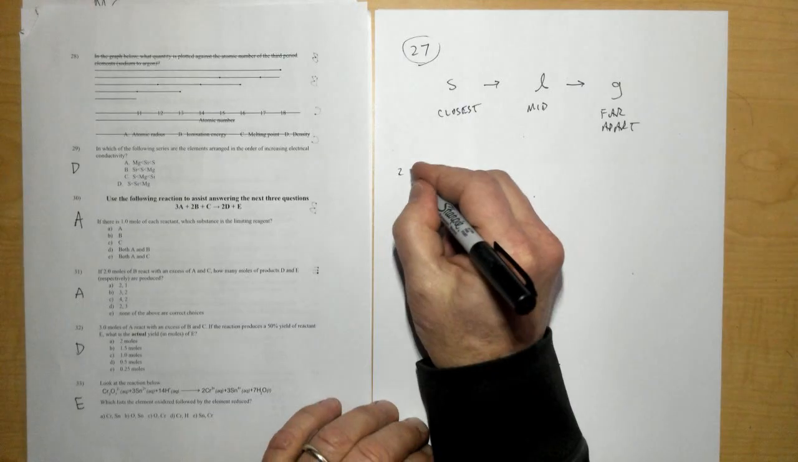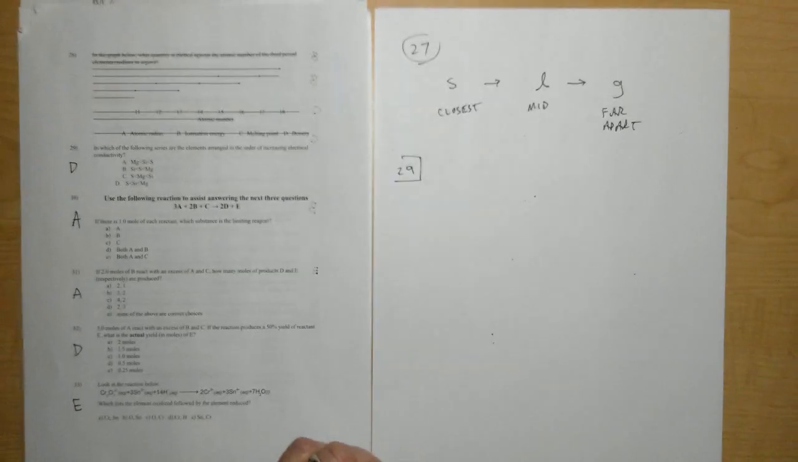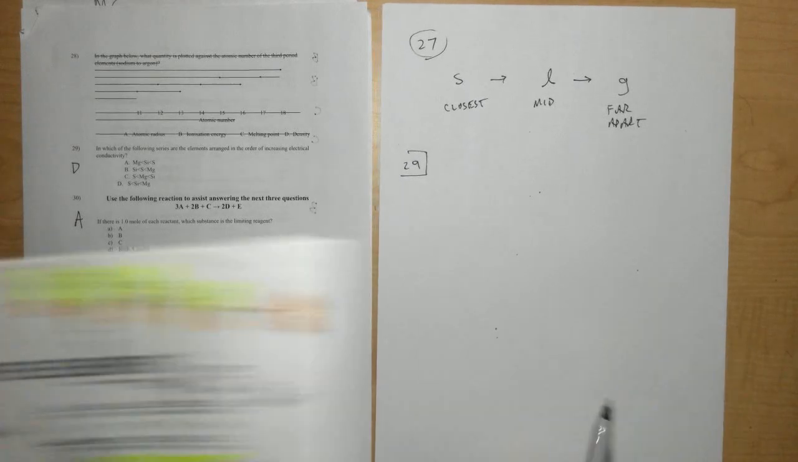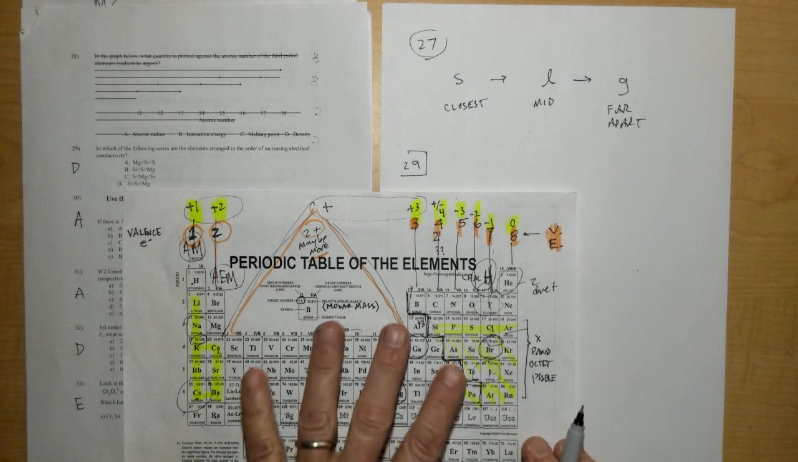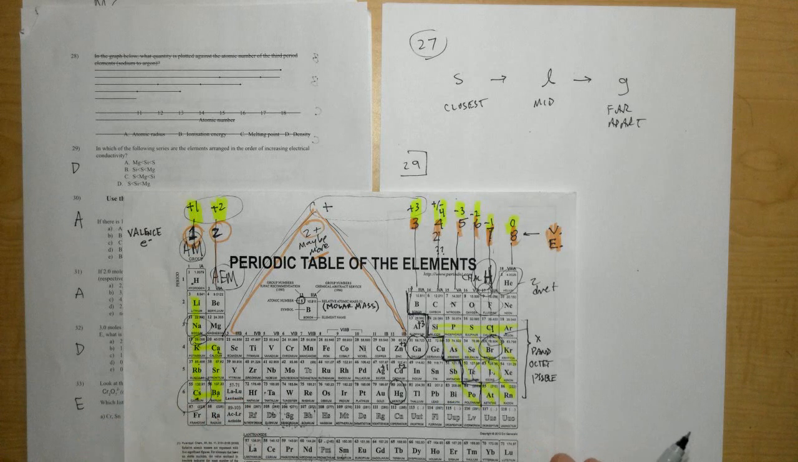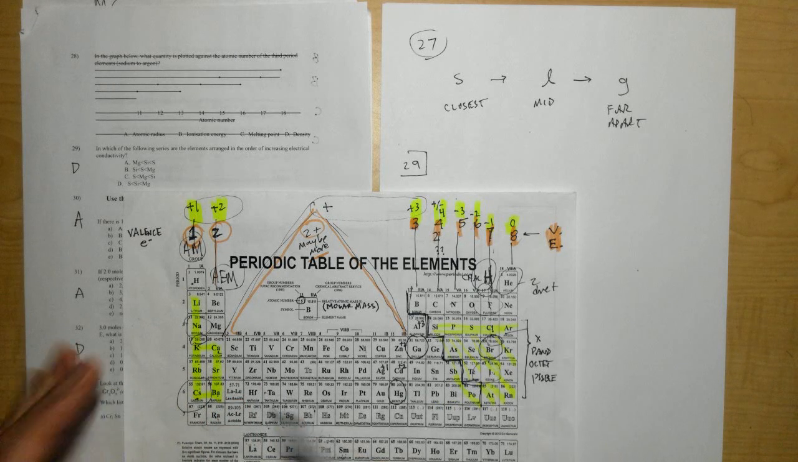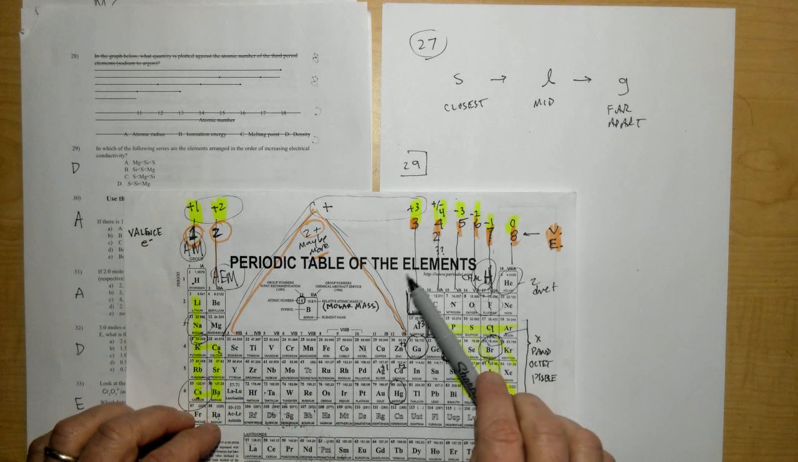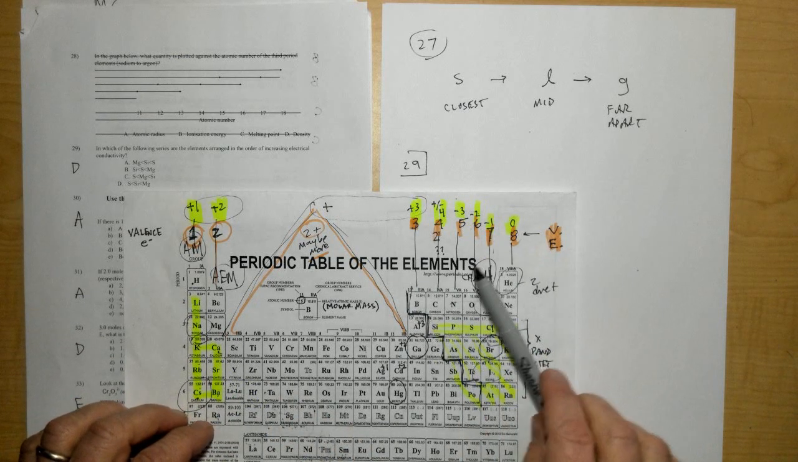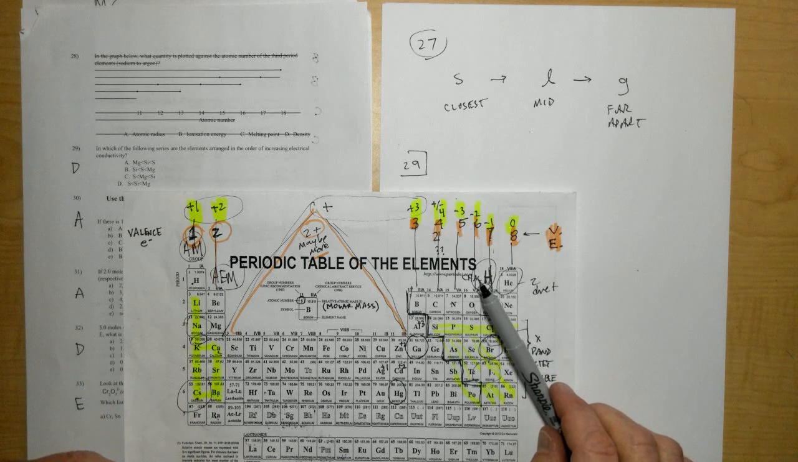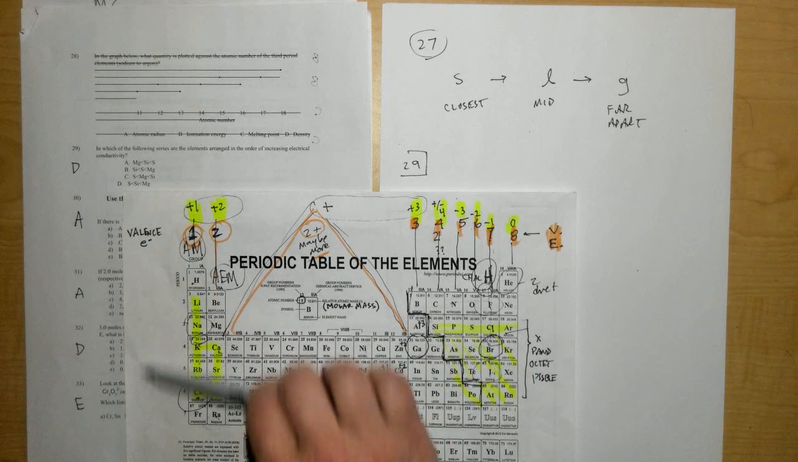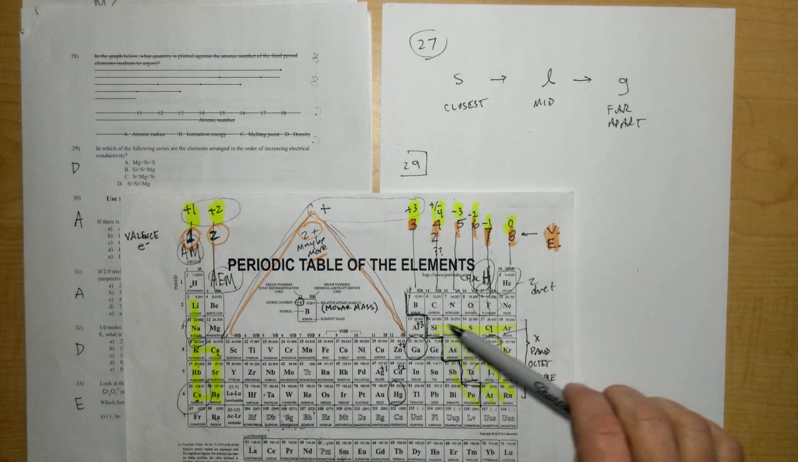Number 29. In which of the following series are the elements arranged in the order of increasing electrical conductivity? So on the periodic table, remember, metals are the best conductors, and things that are the most metallic are over here on this side of the periodic table. Things that are the least metallic would be over here on this side. So if you were looking for the best electrical conductors, you'd want to pick the ones that are over here first and these last.